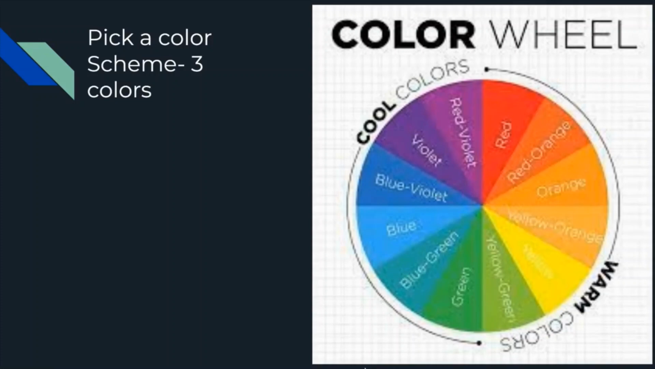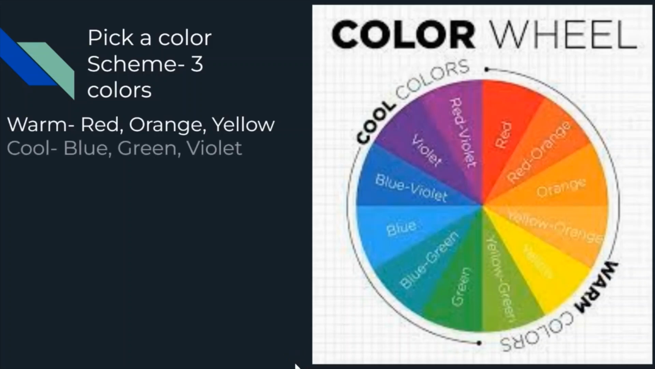So the first color scheme you could look at would be a warm color scheme. So those are colors like red, orange, and yellow. You could also try a cool color scheme like blues, greens, and violets. Okay, you can do a primary color scheme. Primary colors are your red, blue, and yellow.